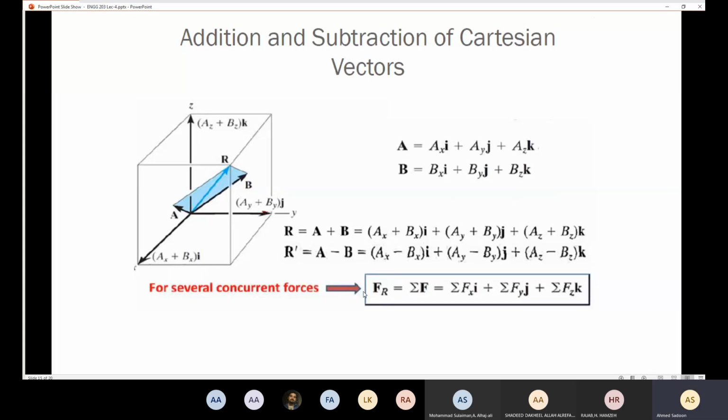And in order to calculate the resultant, I'm going to sum all the X components in the i direction, the component in Y followed by j, plus the summation of the component in Z. So even if I have three vectors, four vectors, it doesn't really matter because using Cartesian vectors makes it very easy for us.